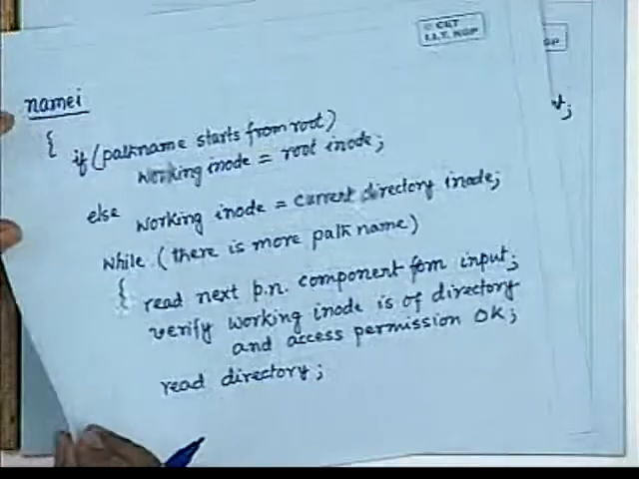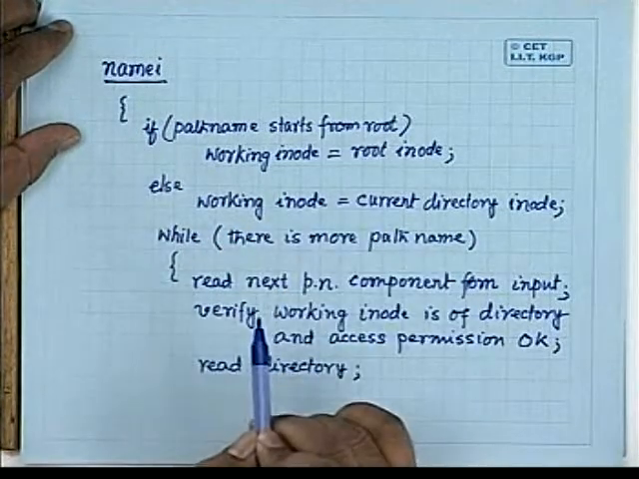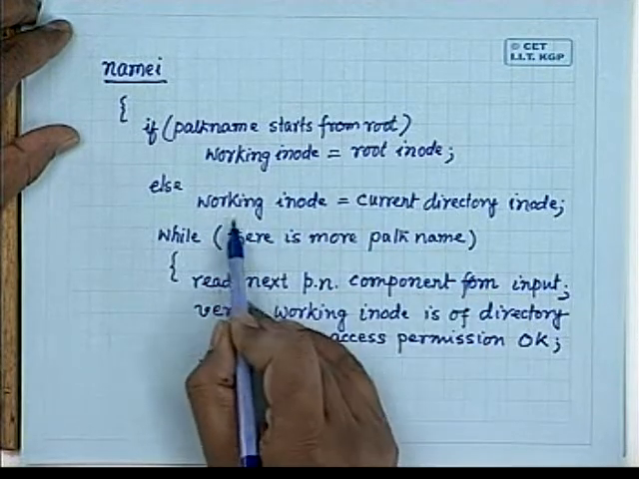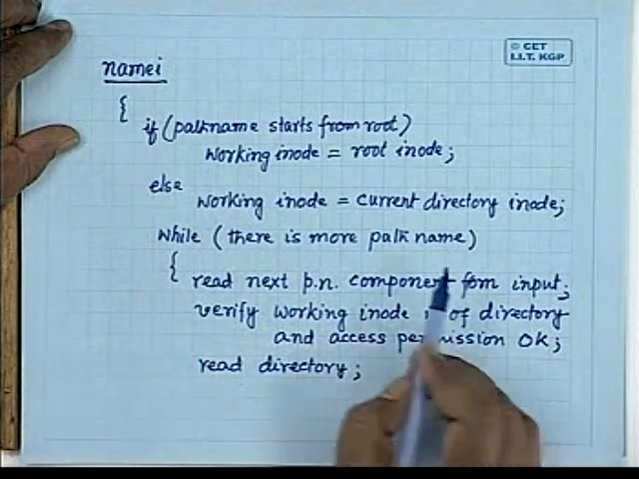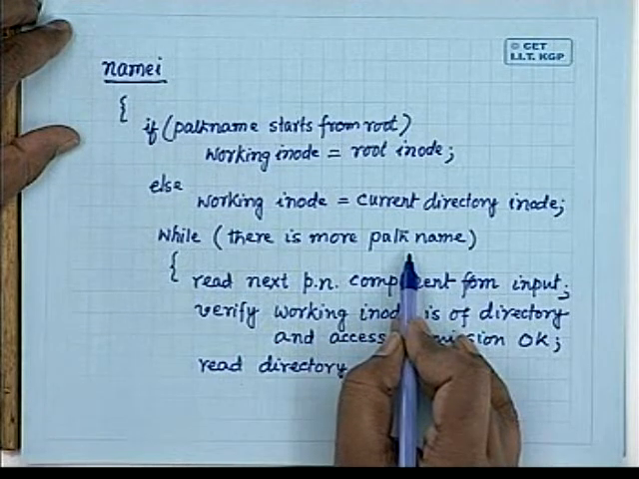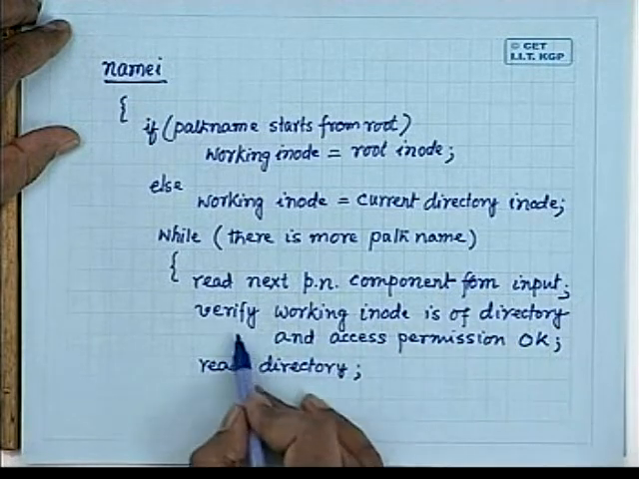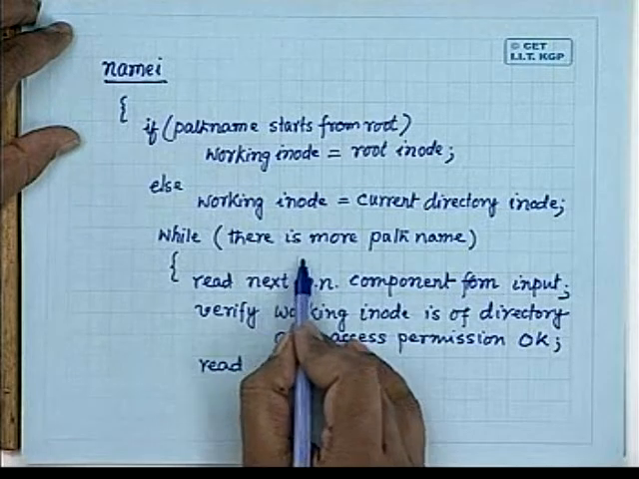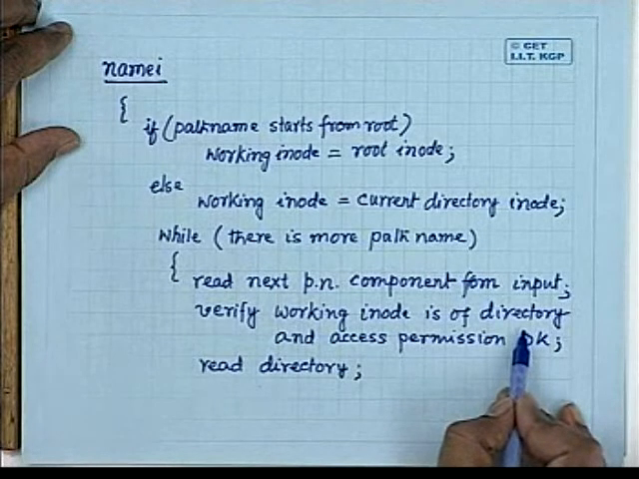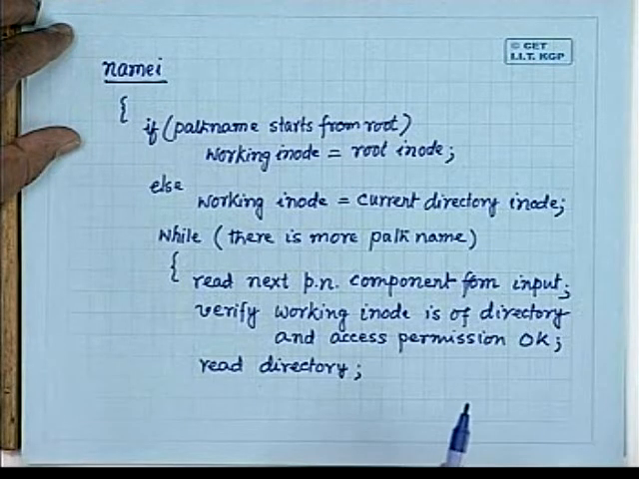So the full algorithm will be like this. First we check whether the path name starts from the root or it starts from the working directory. If the path name starts from the root, then we set working inode equal to root inode. Otherwise, we set working inode equal to current directory. Then, while there are more components in the path name, we have to read the next path name component from the input. Then we have to verify whether the working inode, under which we have to look for this component, is of a directory or not. If it is not a directory, then under that there cannot be any other subdirectory or any other file name. So obviously there has to be an error.